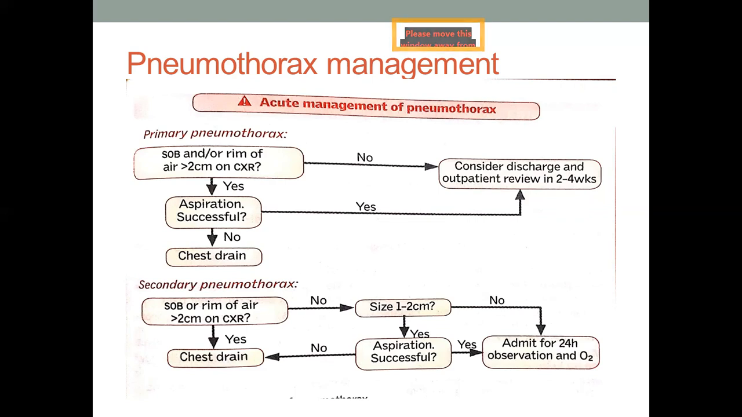If the patient improves with this aspiration, then he or she should be discharged. If aspiration was not successful, then chest intubation should be done, and the chest tube should be passed in the safety triangle.